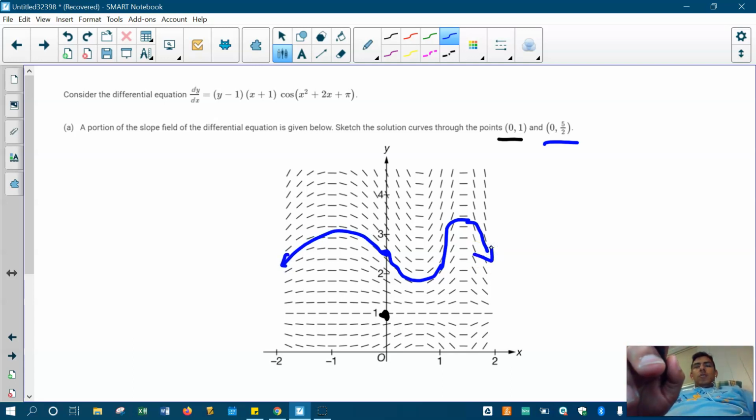When x equals 1, it doesn't look like there's anything going on. It really just looks like it's this. So we'll have to see if our answer is right. We'll come back to this one. Let's go to B.